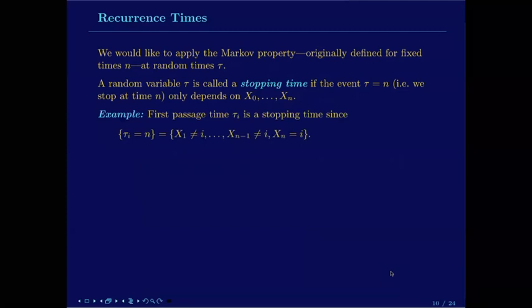Our time of first passage, tau_i, is a stopping time because we can express the event that tau_i equals n in terms of the underlying Markov chain by noting that it's equal to X_1 being not equal to i, up to X_{n-1}, so the Markov chain at time n minus 1 being not equal to i, but at time n, the Markov chain takes exactly for the first time the value i.